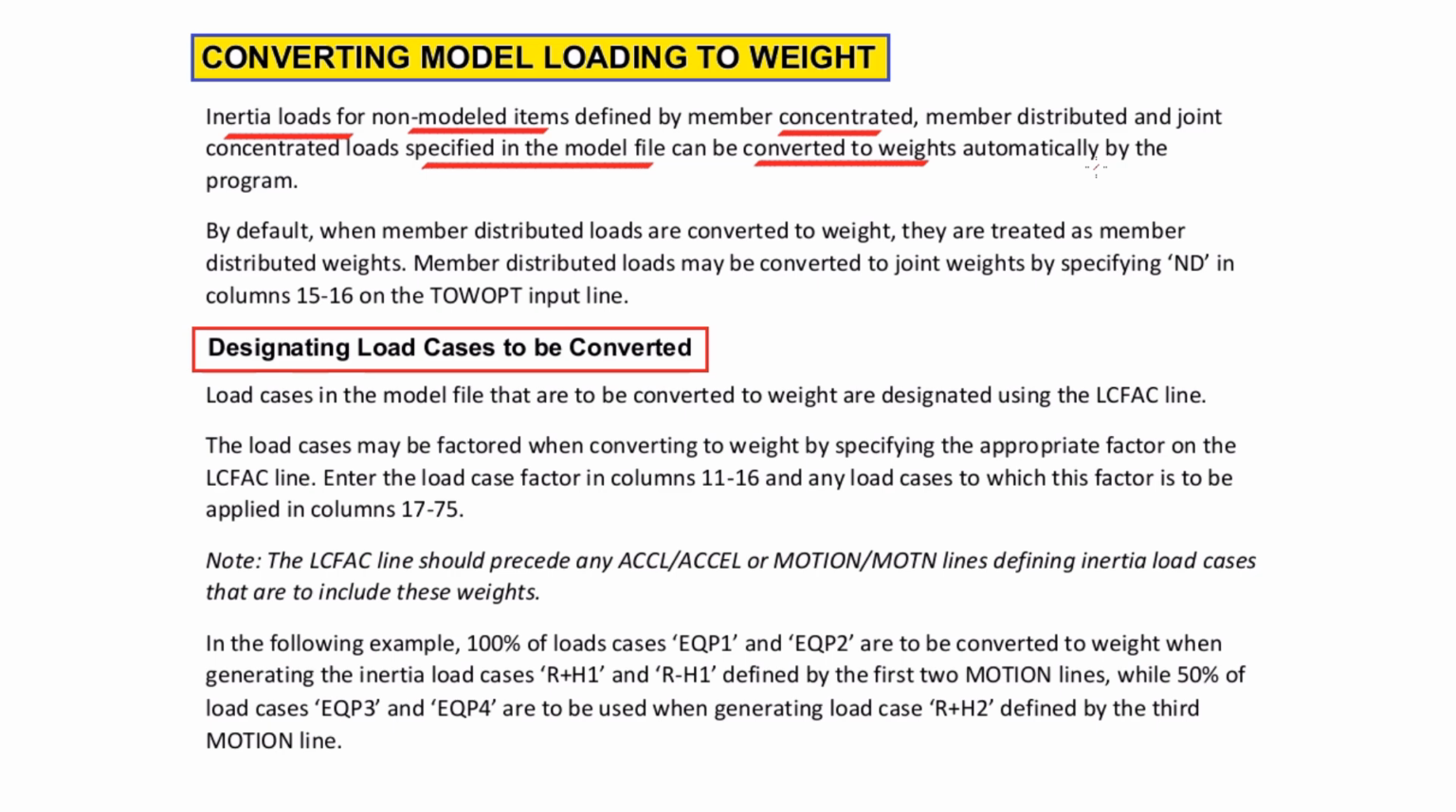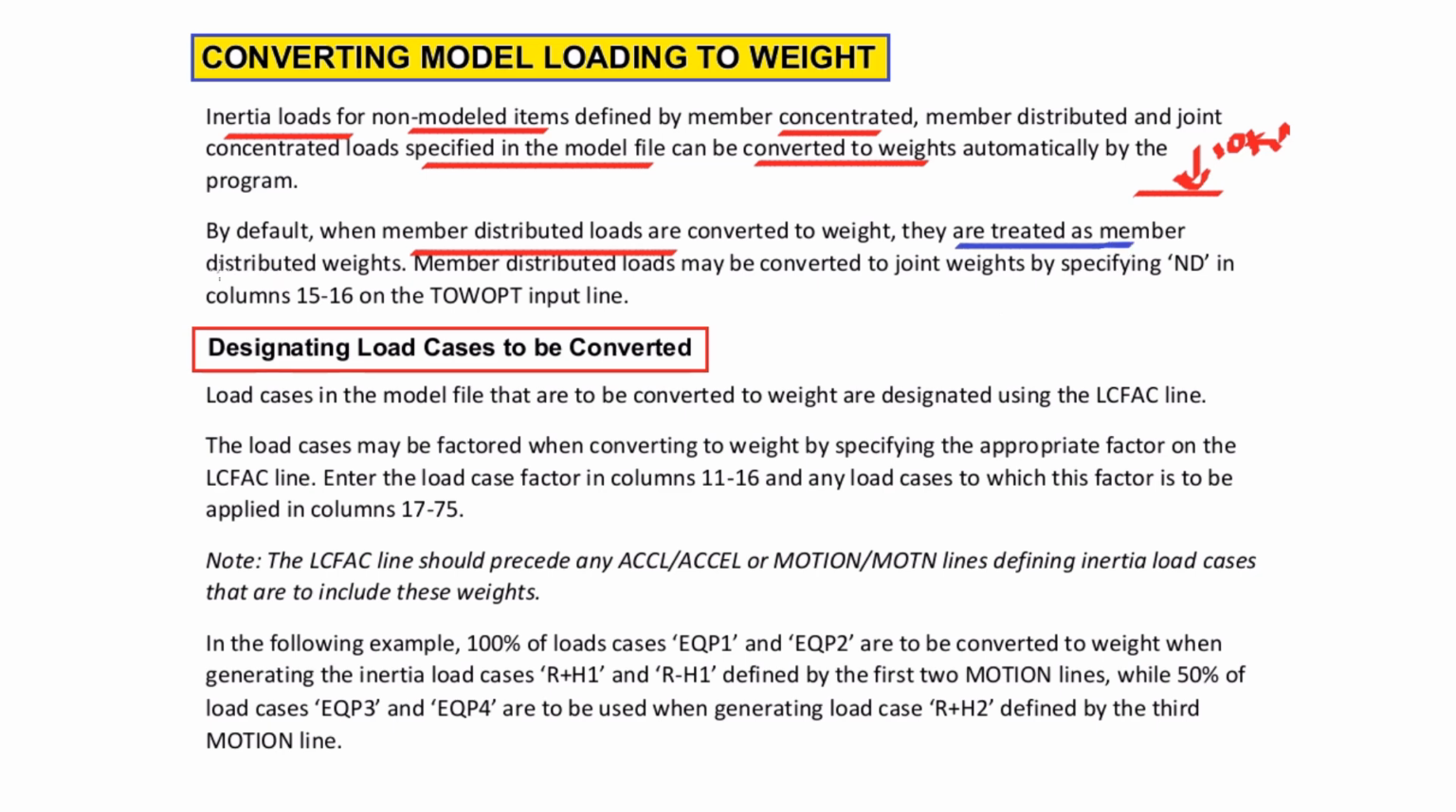So what it will do, we usually apply the loads, for example on a member, as 10 kilonewton. Then it will automatically convert this 10 kilonewton to the corresponding mass, like 10 kilonewton divided by 9.8. It will come as roughly 1 metric ton, right? So that will apply. By default, when the member distributed loads are converted to weight, they are treated as member distributed weights.